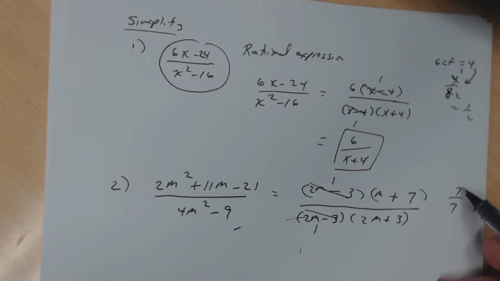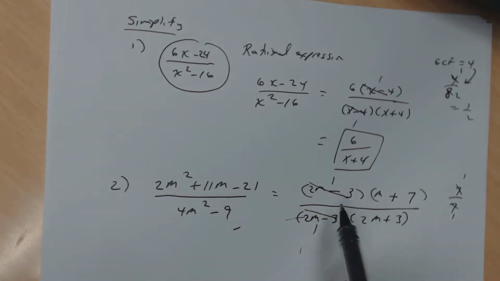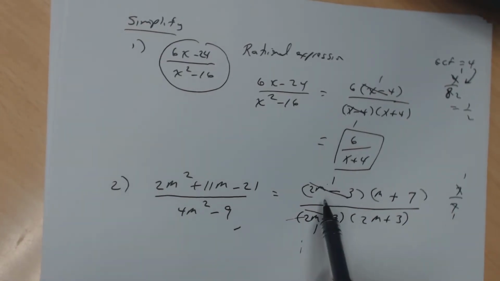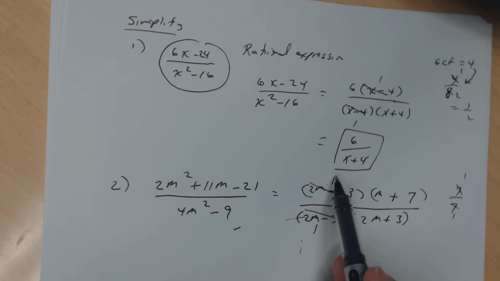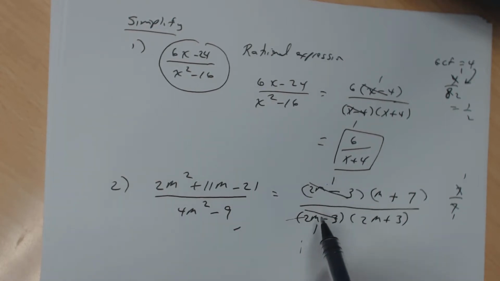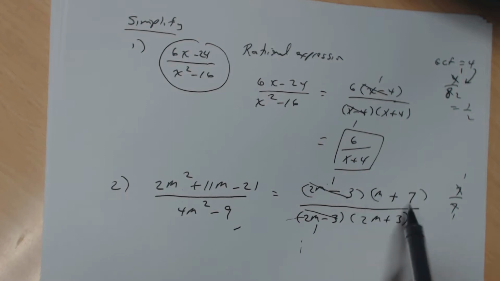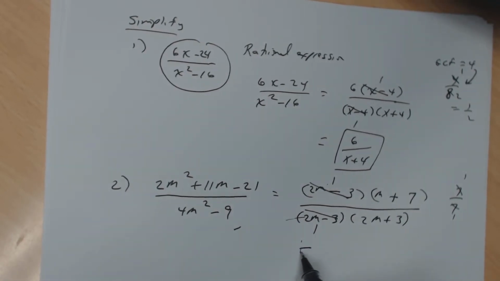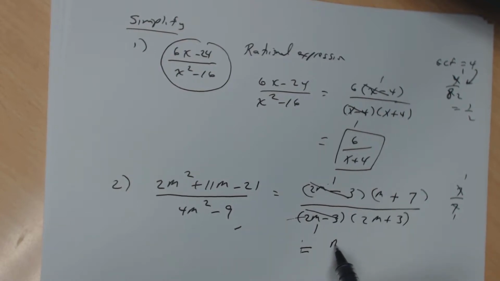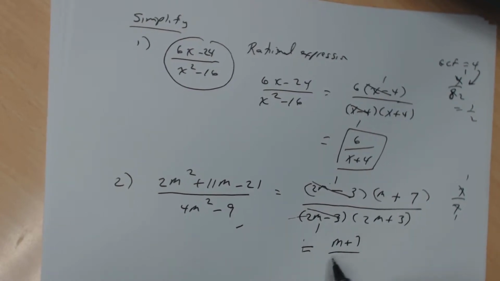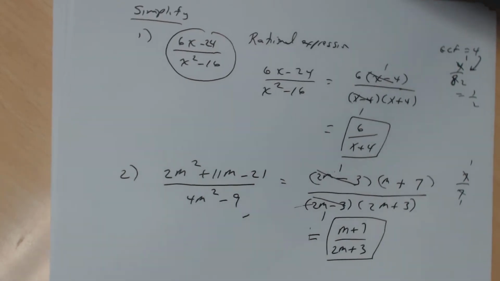But you also think of it this way. You also learned about it this way. 7 and 7, they have 7 in common. So 7 divided by 7 is 1. And so that's why the same idea here is the same idea here. 2m minus 3 divided into 2m minus 3 is 1. And that's all you can do in terms of dividing out your common factors or reducing. So you're left with 1 times m plus 7 is m plus 7. 1 times 2m plus 3 is 2m plus 3. So there's your answer.